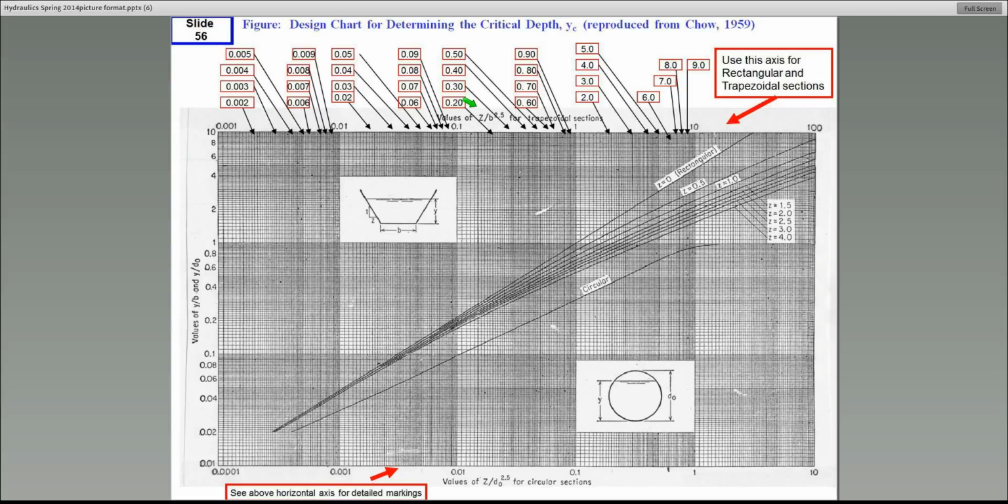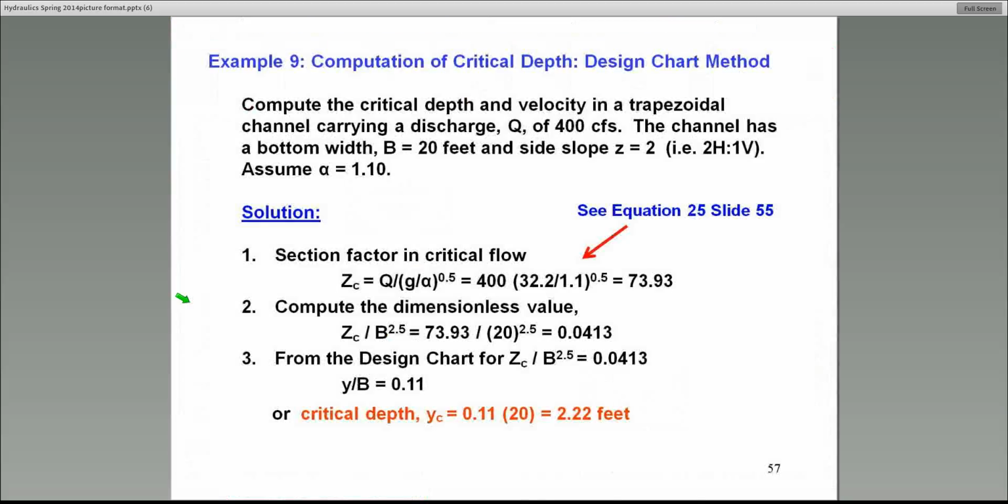On the bottom is for circular, and for the top it's for trapezoidal or any other cross sections like rectangular. And now, of course, the answer we're looking for is on the vertical axis here, which gives you the ratio of the flow depth to the bottom width, y over b ratio. Once you get that, you can calculate the depth. So I'll do this through an example, how to use this design chart.